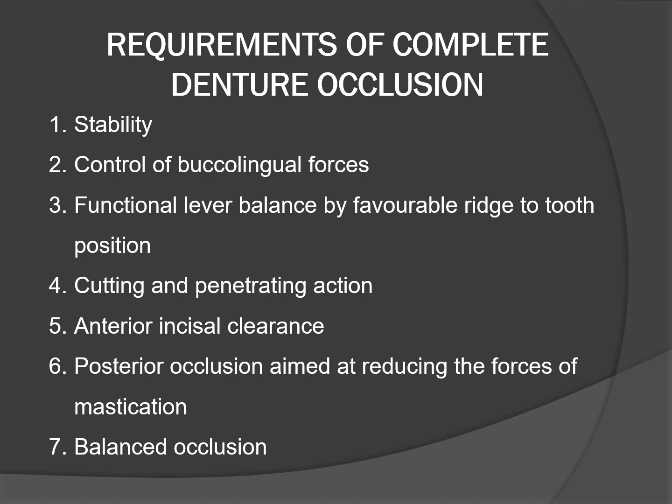The other functional requirements of the denture teeth include the cutting and penetrating action of the teeth. Also, the anterior incisal teeth help in incising the food, and they also help in clearing the food from the incisors. The posterior occlusion is aimed at reducing the forces of mastication. That is why we try to place the teeth in the center of the ridge rather than away from the ridge. And balanced occlusion, or balanced articulation, as I told you before, exists only in your artificial dentition and it is not a part of natural dentition.